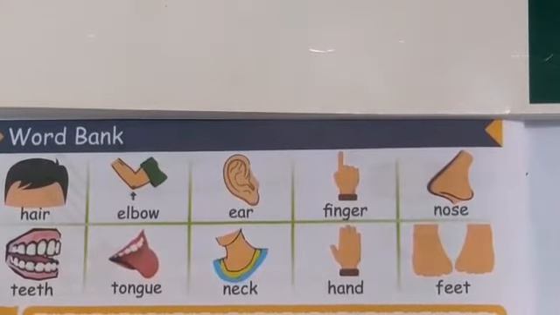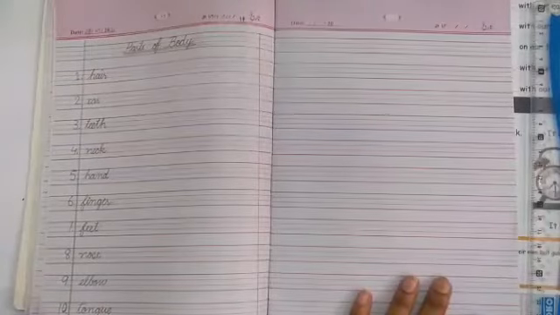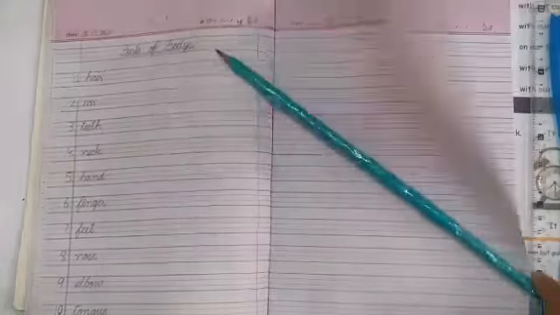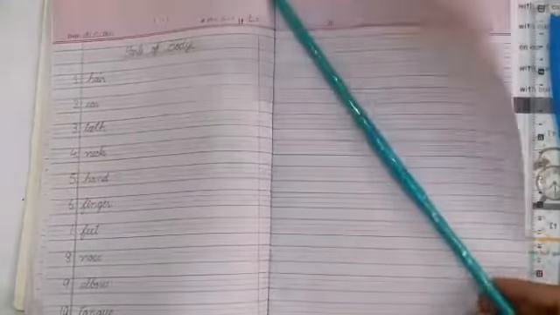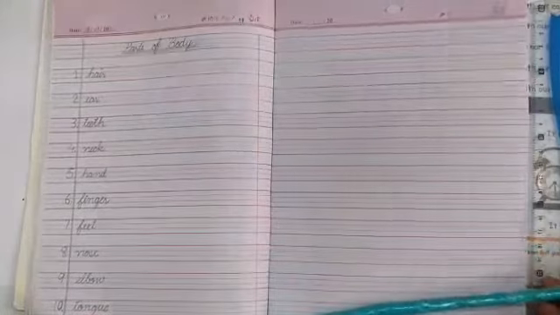Now you have to do your homework. This time you are going to write all parts of body. Let me show you. Yes, you have to do your work like this, neatly. And don't forget to write the topic, parts of body, and double underline it. You have to write both dates and any 10 parts of body.